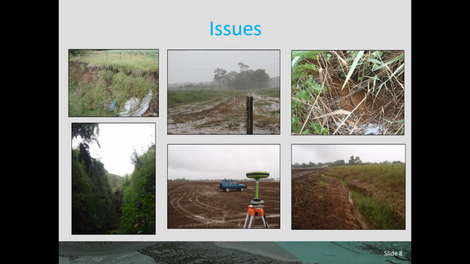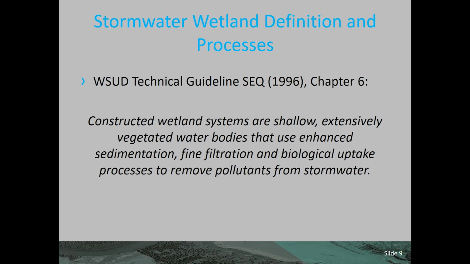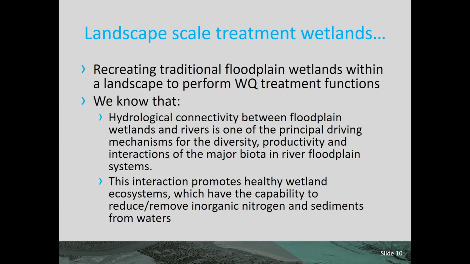Quite often you go out there to do your concept design or whatever, and it's pouring with rain. So you're trying to make things work. It's a great way to assess a site, but it's also difficult to write notes and survey the site and everything. So again, the theory of the landscape scale wetlands in this context is essentially recreating a traditional floodplain wetland to perform water quality treatment functions.